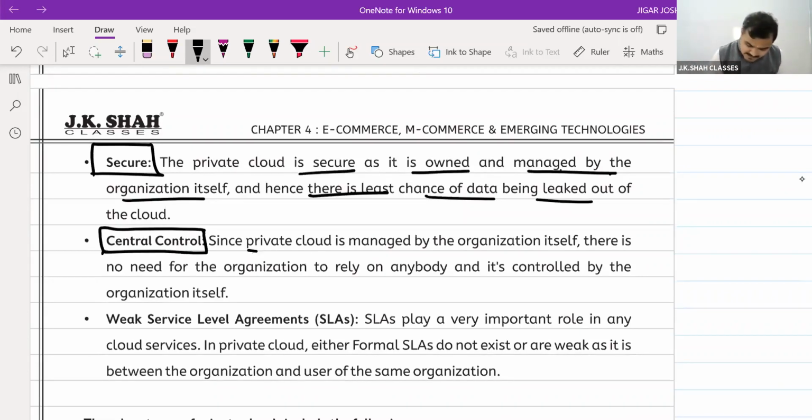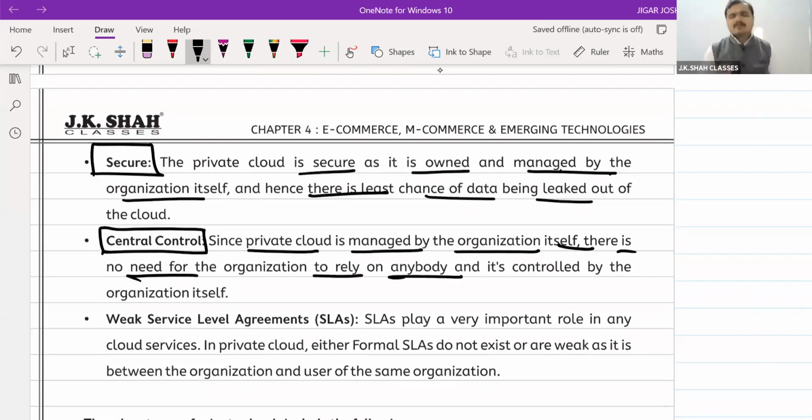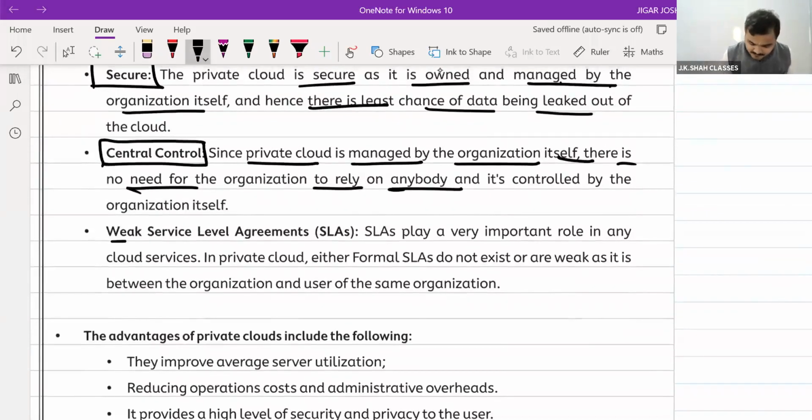See this. Since the private cloud is managed by the organization itself, there is no need for the organization to rely on anybody. You only control. Google maintains its own security. And the last one, people, is a weak service level agreement.